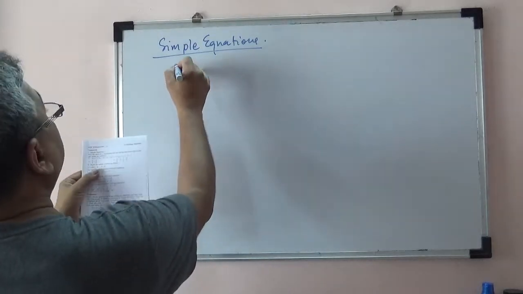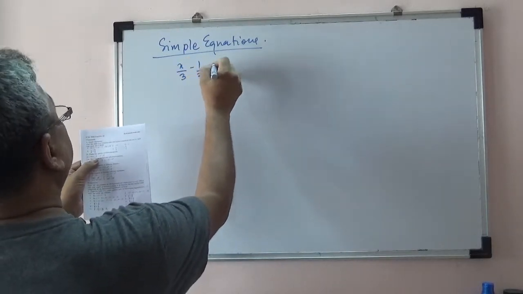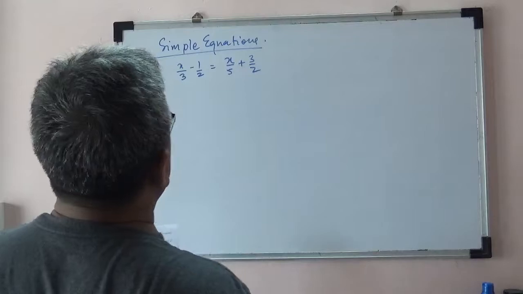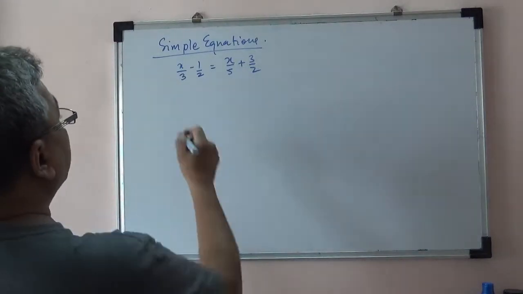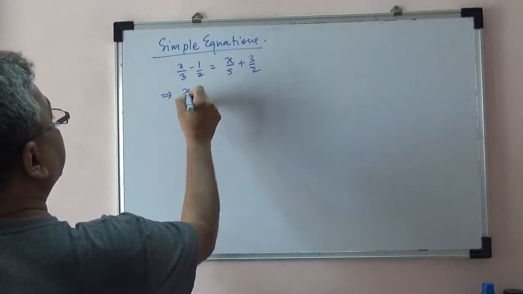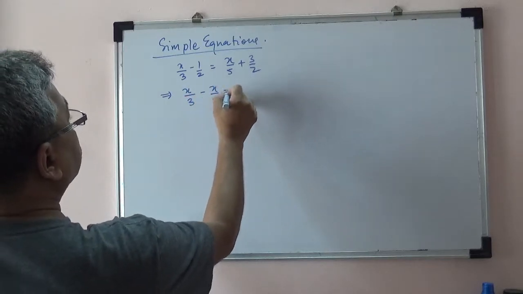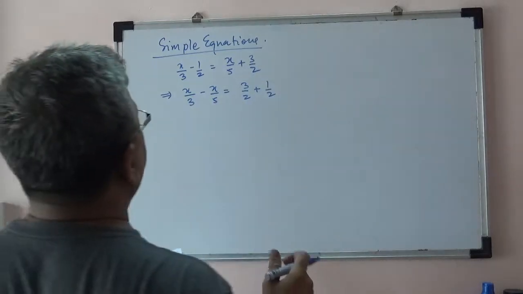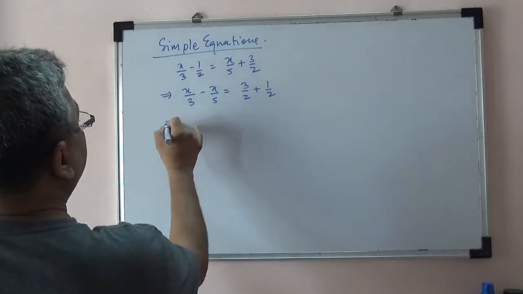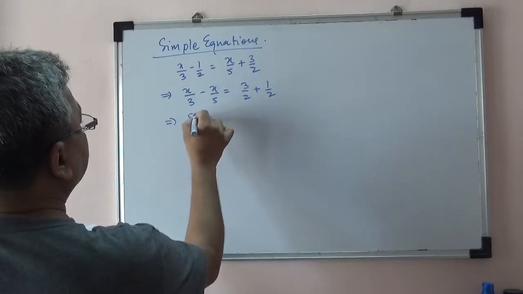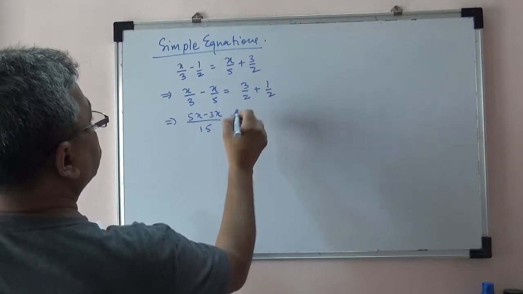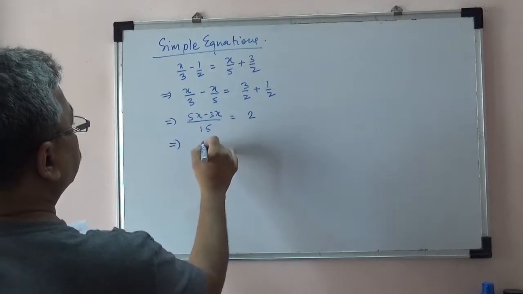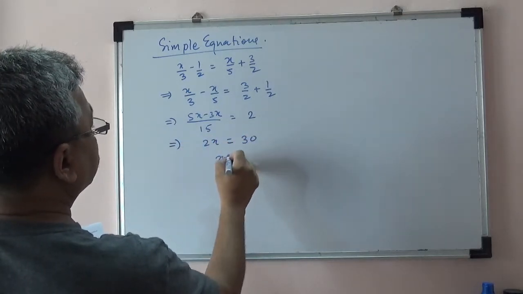So I take the most difficult one: x by 3 minus half is equal to x by 5 plus 3 by 2. Now I hope by this time you must be aware of how to solve this type of equation, but let me demonstrate. x by 3 minus x by 5 is equal to 3 by 2 plus half. So I take the variable part on one side and the constants on the other side. The LCM is 15, so 5x minus 3x is equal to 3 by 2 plus 1 by 2, which is 2. So this makes 2x is equal to 30, x is equal to 15.